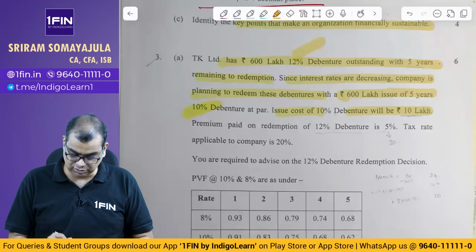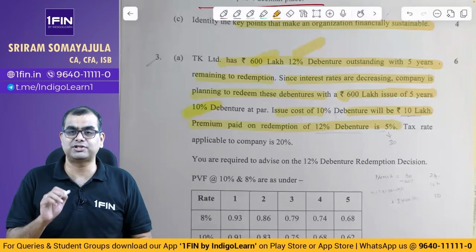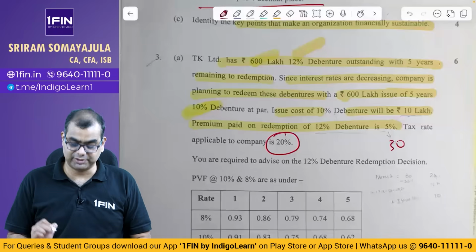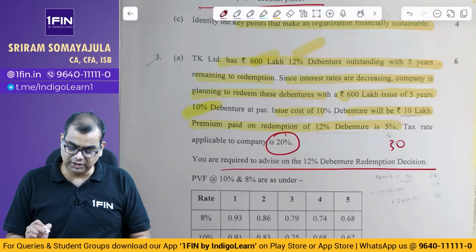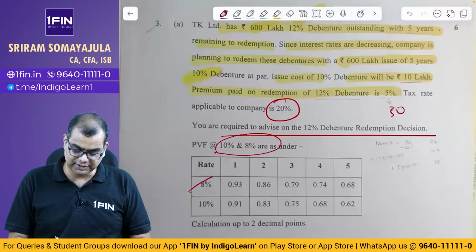Oh, there is an issue cost. Premium paid is 5%. 5% of what? 5% of outstanding value. So 5% of your 600 lakhs outstanding. 5% of 600 is 30. Tax rate applicable is 20%. Now you are required to advise on the 12% debenture redemption decision. They have given 10% and 8% present value factors.